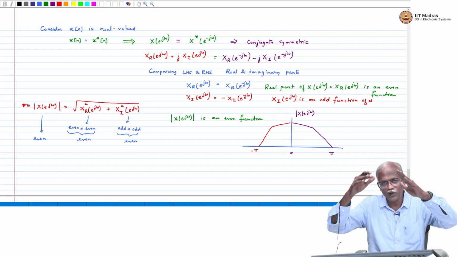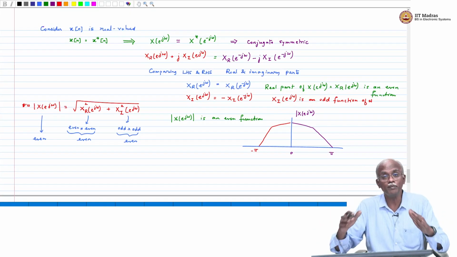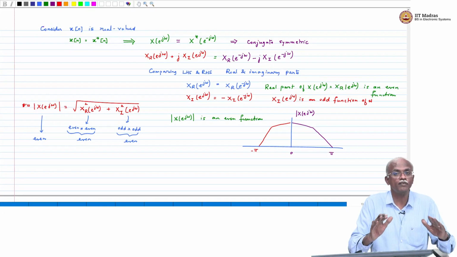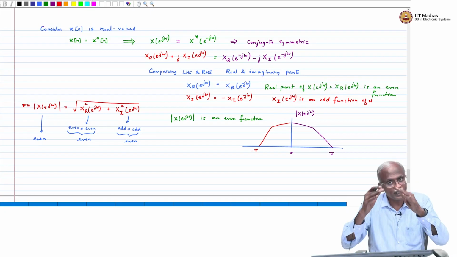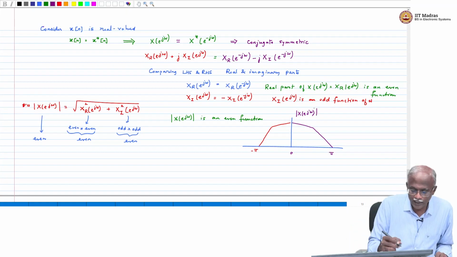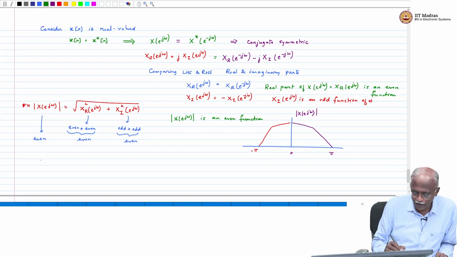So many times when we draw the spectrum of a signal, we draw it symmetric. Why do we draw it symmetric? Because if the original signal x[n] was real valued, then the spectrum will be symmetric. Now property number 11, and then 12 and 13, so we can then conclude today's discussion.